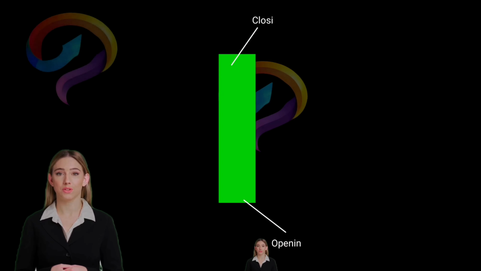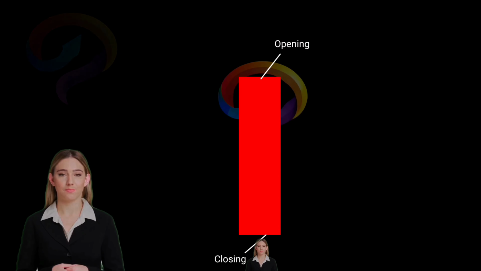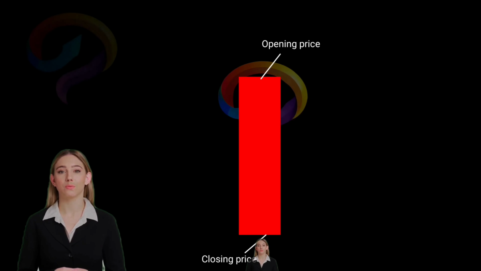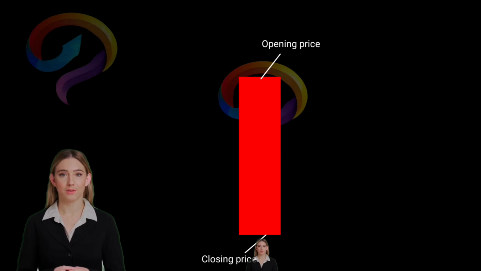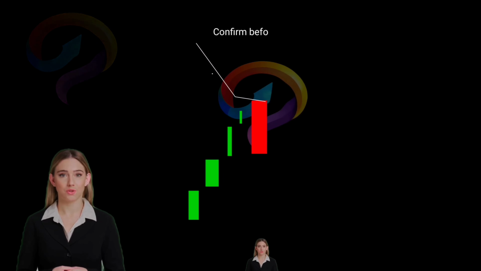A bullish Marubozu occurs when the closing price is significantly higher than the opening price, while a bearish Marubozu occurs when the closing price is significantly lower than the opening price. Confirmation of the Marubozu pattern is crucial before taking a trade. Traders typically look for a second candle to confirm the pattern, which should show further price movement in the direction of the Marubozu candle.